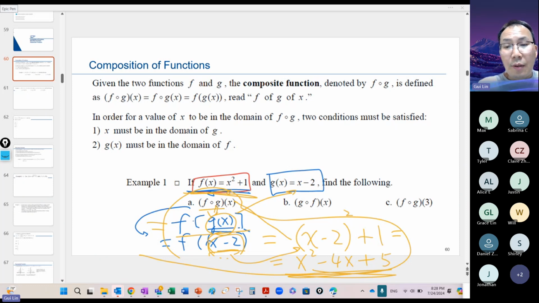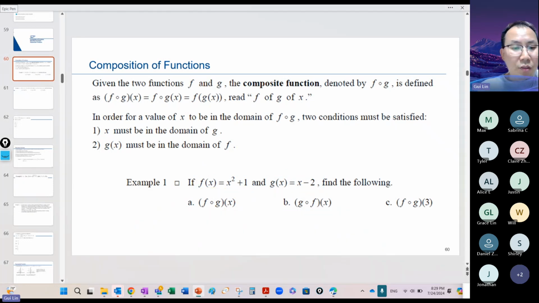But the second one, we see the B. What about the change of sequence? Change of sequence. Let's see the change of this sequence. When you change this sequence, what do we do?